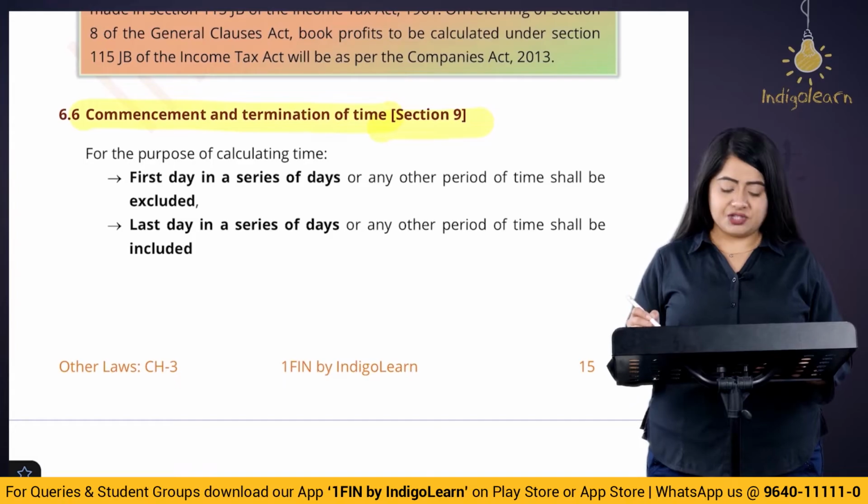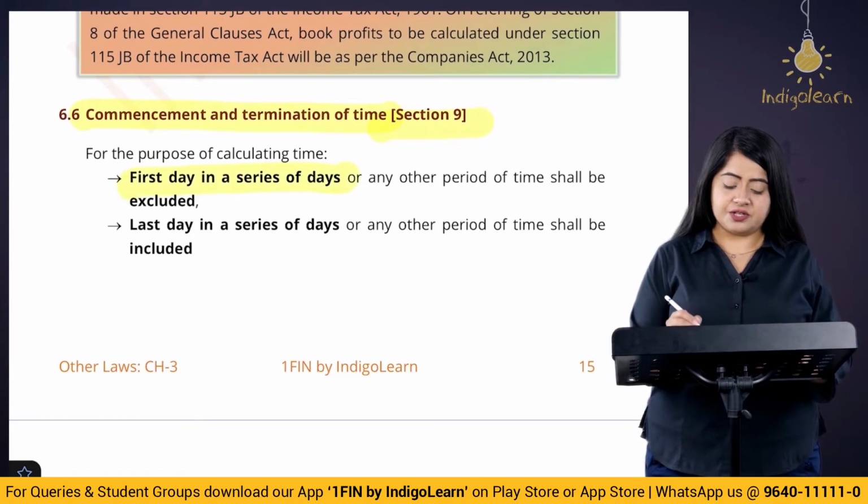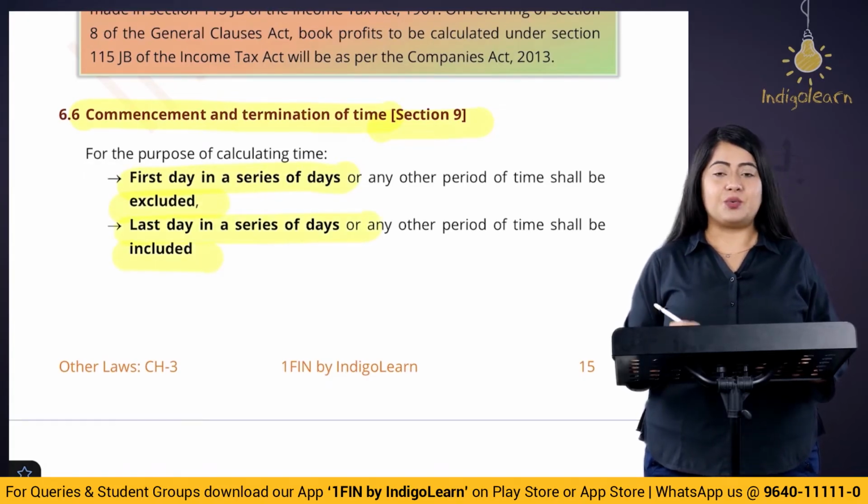The next section we are seeing is section number 9, which talks about commencement and termination of time. This section says that whenever there is a time period which is given in any statute, then the first day of the series of days is to be excluded and the last day of the series of days is to be included. Now what does this mean?